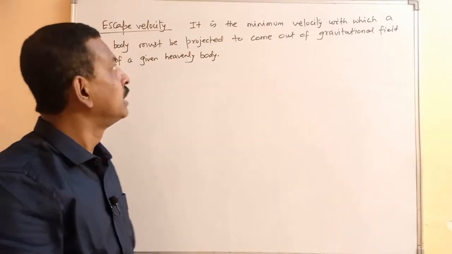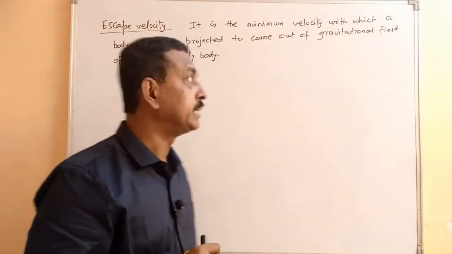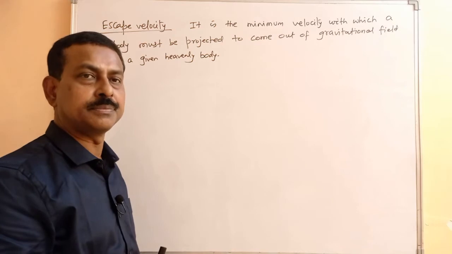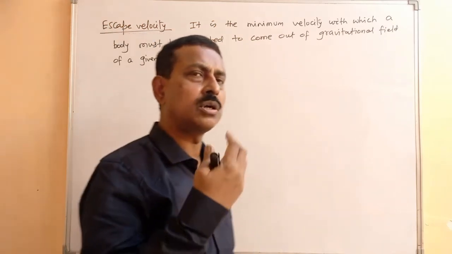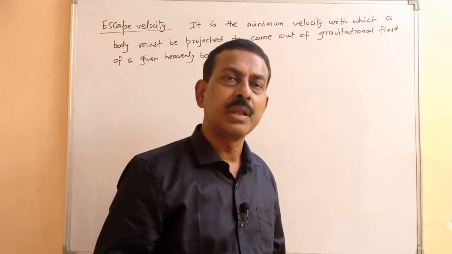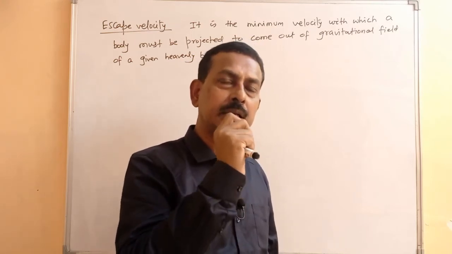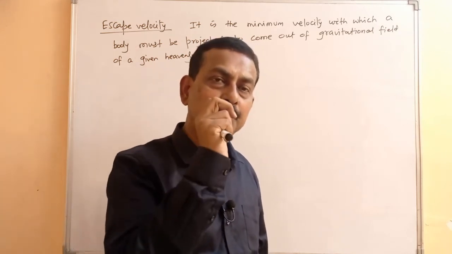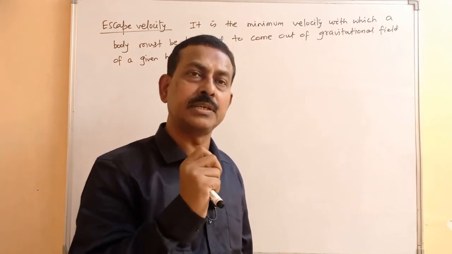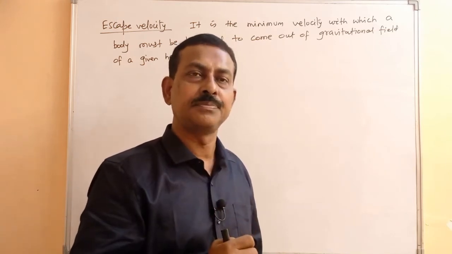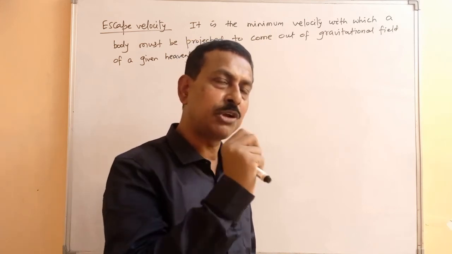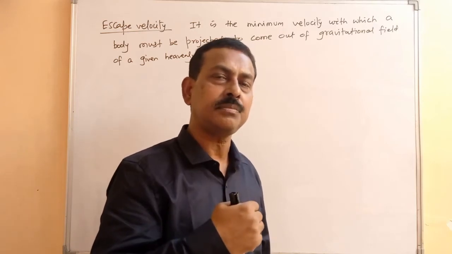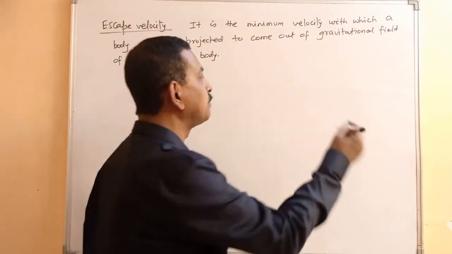Escape velocity. It is the minimum velocity with which a body must be projected to come out of the gravitational field of a given heavenly body. Suppose you are taking Earth or any other planet. From there, if you want to throw a body so that it comes out of its gravitational field, the minimum velocity with which the body should be projected is the escape velocity. So if you throw the body with the escape velocity, it will never come back into the gravitational field of that body again. So suppose we want to find its expression.